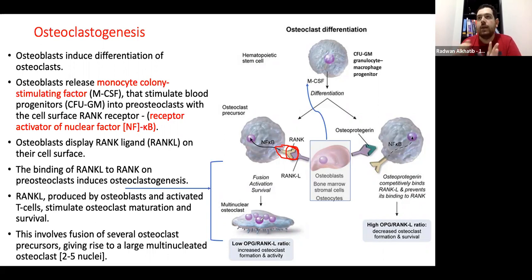Now, let's say that the calcium level became normal again in the blood, everything became back to normal, and we need to stop the process of destruction.